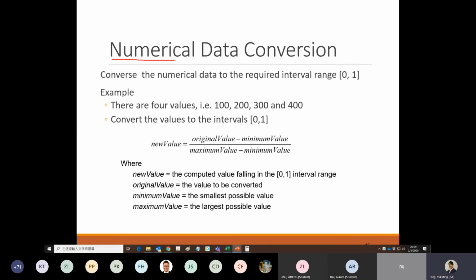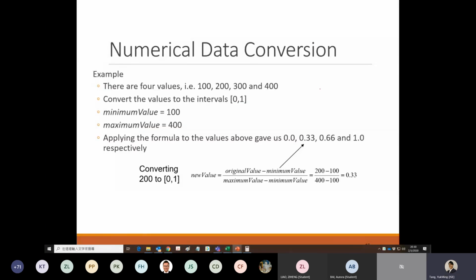How about numerical data? For example, for the input with 4 different values: 100, 200, 300, and 400. In order to convert these values to the interval between 0 to 1, we need to apply this equation. So how do we apply the equation?